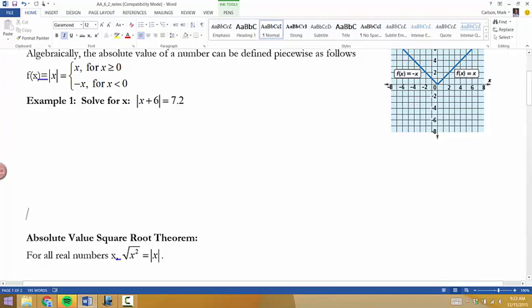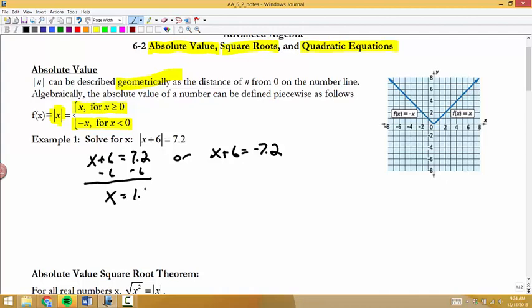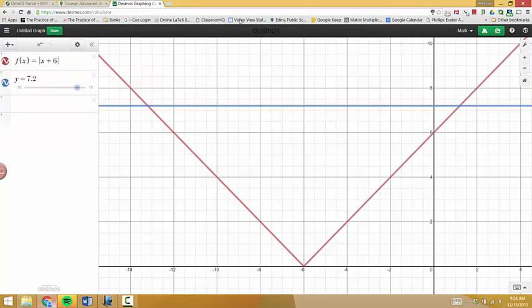So in order to solve this problem, we're going to say x plus 6 is equal to 7.2, or x plus 6 is equal to negative 7.2. By doing that, we can now solve both of these and get our two solutions. If I subtract 6 from both sides here, we have x is equal to 1.2. And if I subtract 6 from both sides over here, I have x is equal to negative 13.2. So our two solutions are x equals 1.2 and x equals negative 13.2. Let's show that that's the case on the graph over here. There's one point, and here's our second point, at 1.2 and negative 13.2.